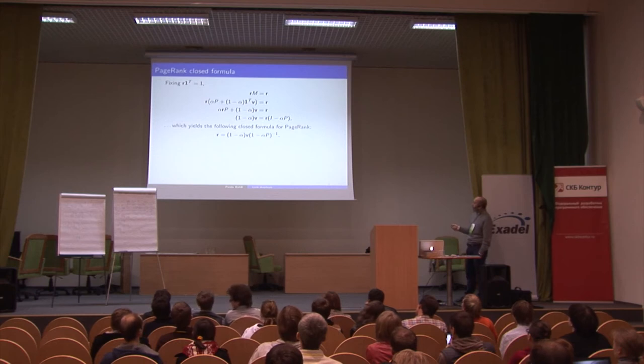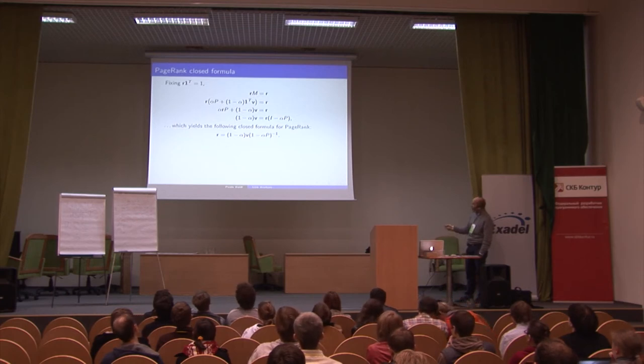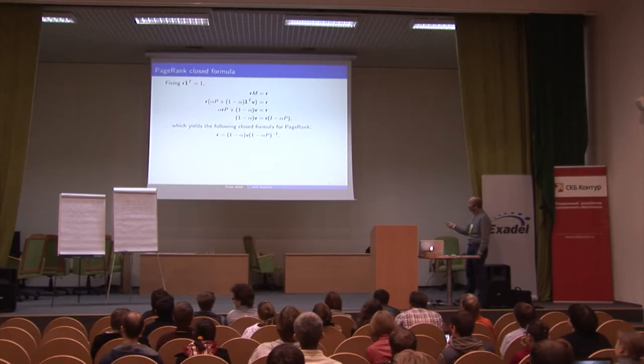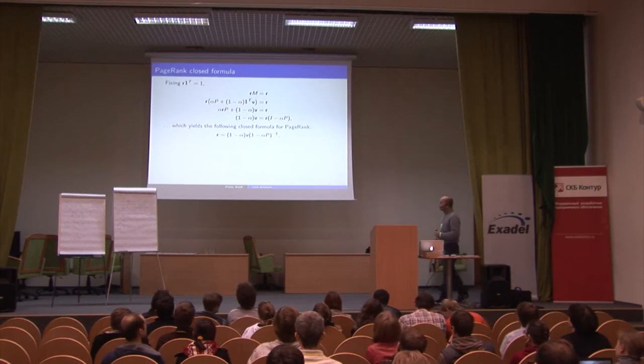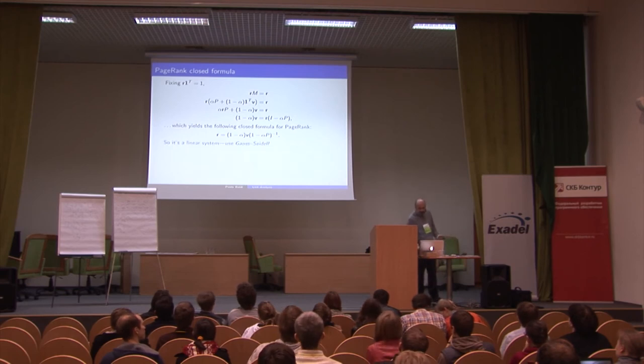This closed formula is identity minus alpha P. Remember that alpha P is this matrix here. So P is this matrix here, and alpha P is alpha times this. You take identity minus alpha P. This turns out to be non-singular, so you can invert it. You multiply it by v, the preference vector, and you multiply by 1 minus alpha, and you get the PageRank.